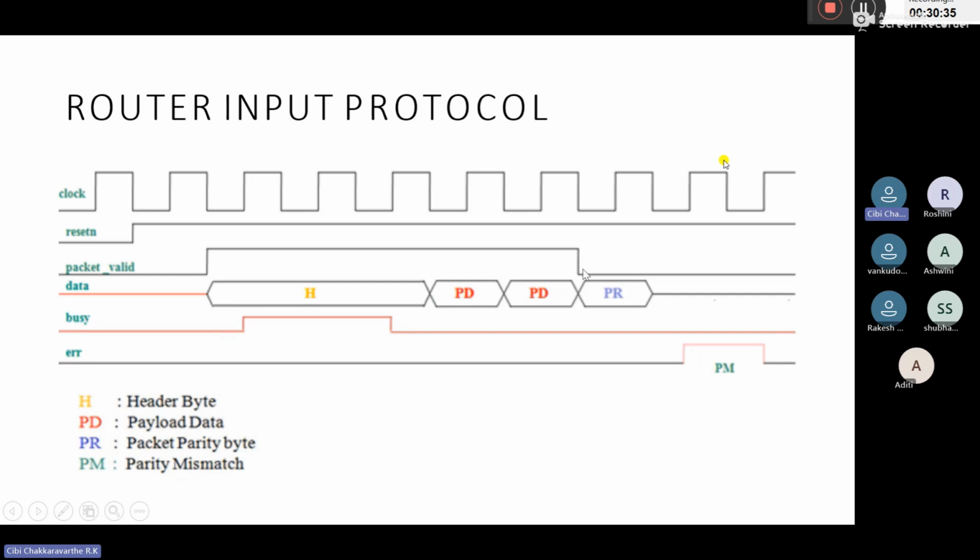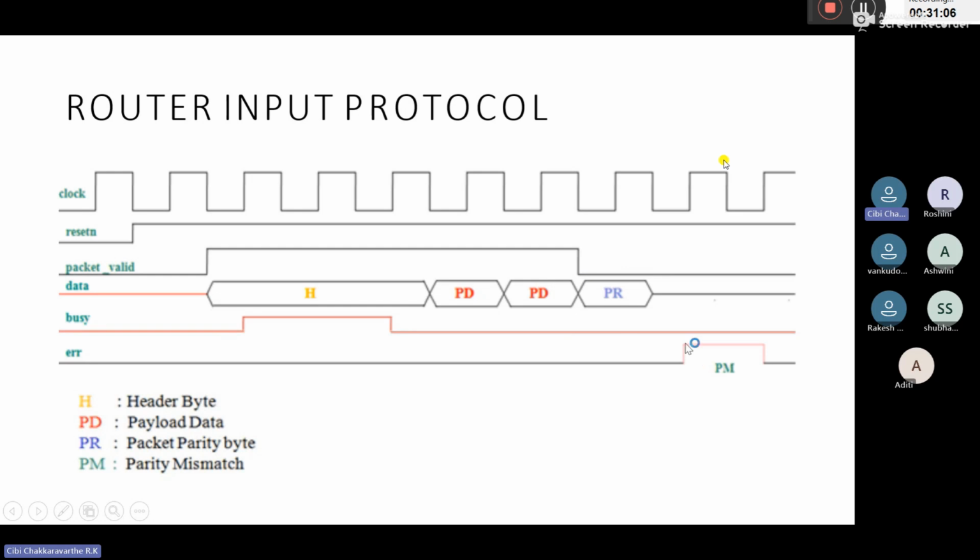Here you should note one thing. For checking parity, packet valid need not be high. It may not be high, it is not necessary. That is what they are telling here. After sending the payload, for checking the parity, the packet valid may not be high. It can be low. It is not necessary.